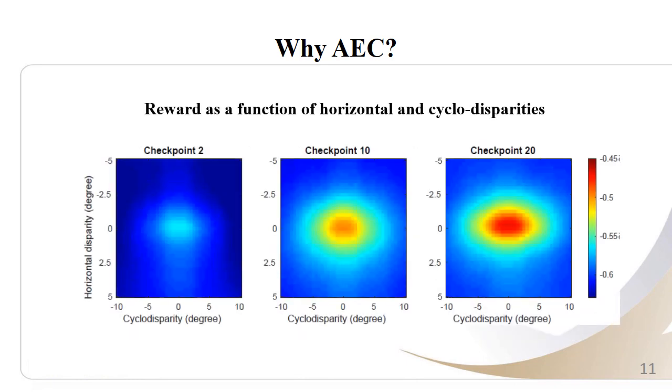And the reward is the core of our model. So we also plot the reward as a function of different horizontal and cyclo disparities at different checkpoints during training. And what we observed is that the reward has a peak at zero horizontal and cyclo disparities, meaning that this kind of reward will drive the actions to cancel the disparity so that it always gets the highest reward.